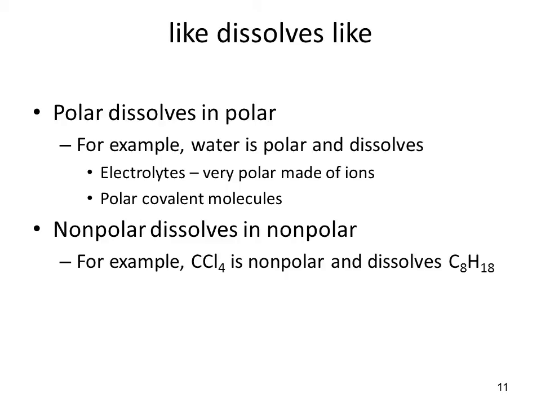We have a principle in chemistry called like dissolves like. What this means is that polar things will dissolve polar things and nonpolar things will dissolve nonpolar things. We've already seen examples of polar dissolving polar. Water is polar and it dissolves electrolytes, which are very polar because they're made of ions. And water will also dissolve polar covalent molecules, which we can recognize as being carbon compounds that have no more than 3 carbons per oxygen or nitrogen.